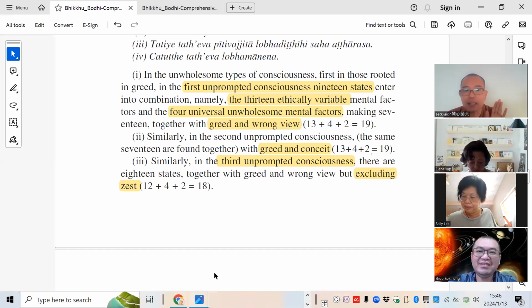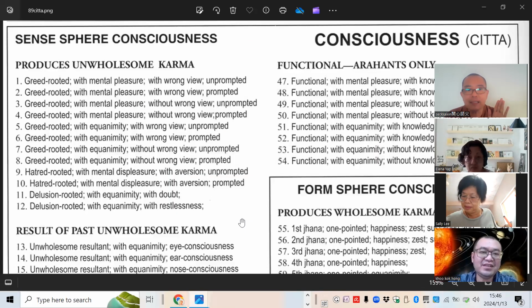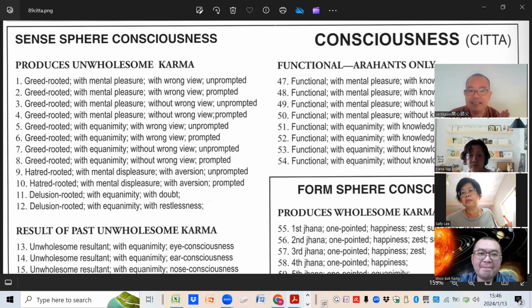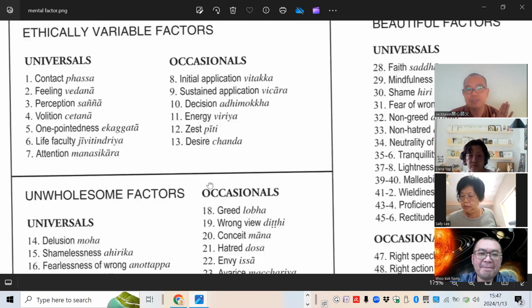Okay. So the third unprompted, Koh Hong, is number what? Number 5. Yes, number 5. You see, number 5 is with equanimity. Compared with the previous, with mental pleasure, we have to deduct the piti, the zest. Because in equanimity, we surely don't have any piti or zest inside the consciousness. Let's take a look, see or not?